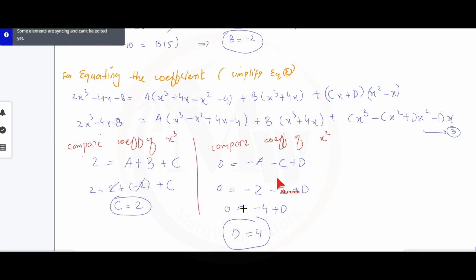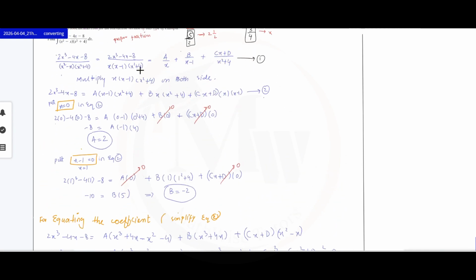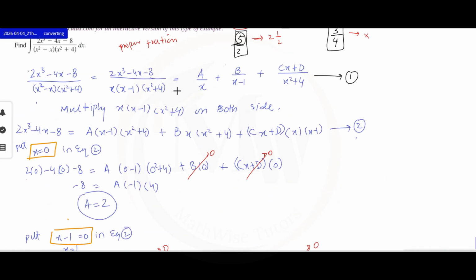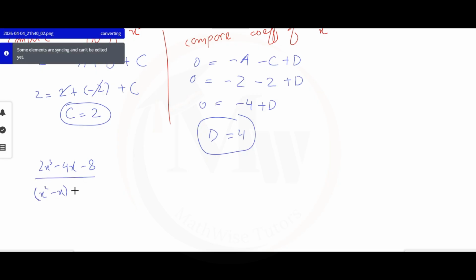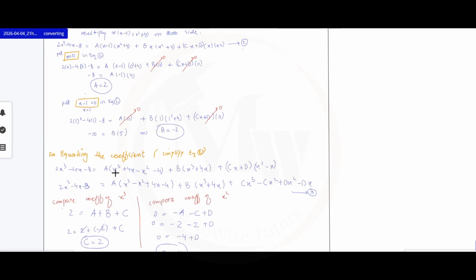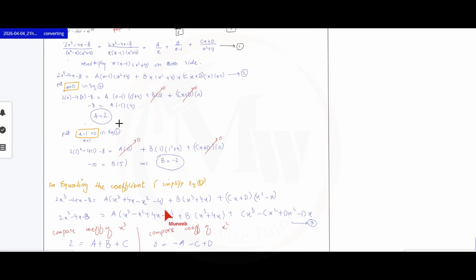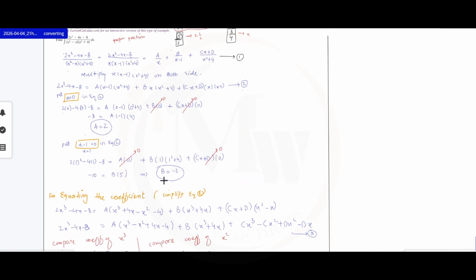See, we found all the constants one by one. Now we have to plug all these coefficients a, b, c, d in this equation 1. So equation 1 is, the left hand side is the same thing as given, x cube minus 4x minus 8. Let me write it here. x cube minus 4x minus 8 with the denominator x square minus x times x square plus 4. And on the right side, that was a over x, right? So a over x, what is a? A is 2. So it will be 2 over x plus b over x minus 1.